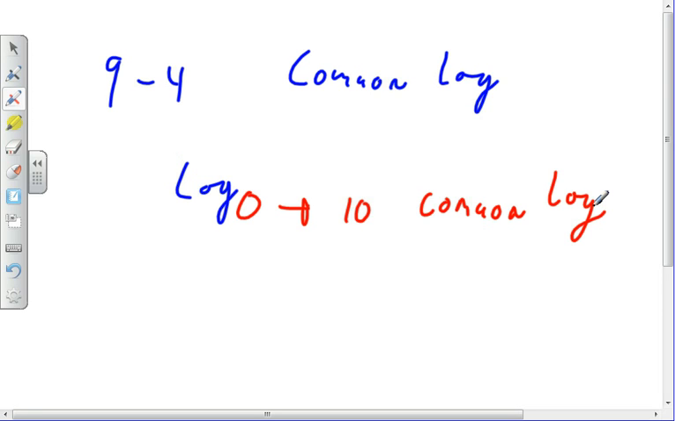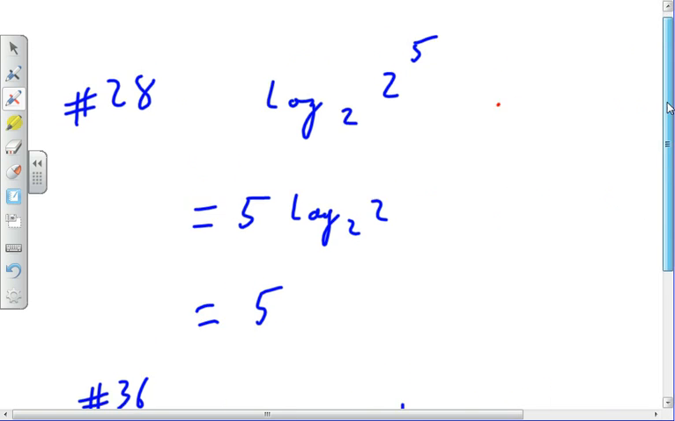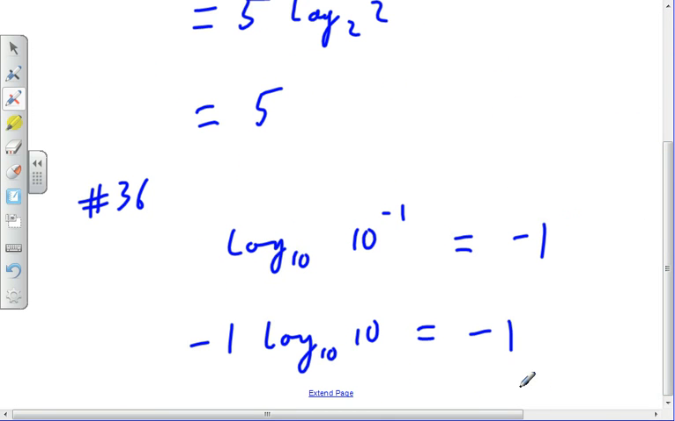Yes? Was the answer to the last problem -1? Yeah, -1. Didn't I put down a -1? Is it safe to assume that anything that just says log is log base 10? Yes. If it says log, LOG, it's base 10. Period, the end.